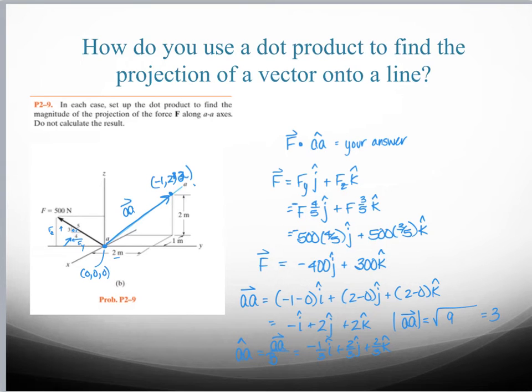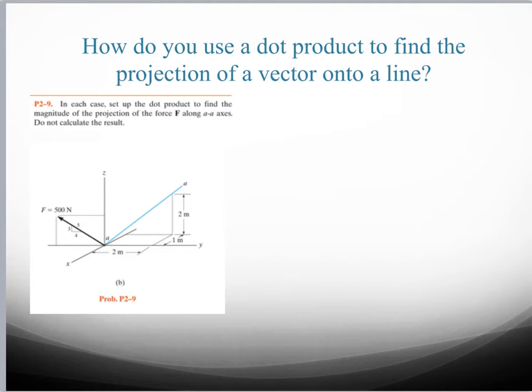All right, so what I had for my force vector was -400j plus 300k, and my unit vector that points along that blue line is -1/3 i plus 2/3 j plus 2/3 k. And what I want to do is answer the question, to find the magnitude of the projection of the force F along that line, I would take the dot product of that force with a unit vector that is parallel to the line. Now, by using the unit vector, we're not affecting the magnitude of the component of force that I'm looking for, because that just has a magnitude of 1.